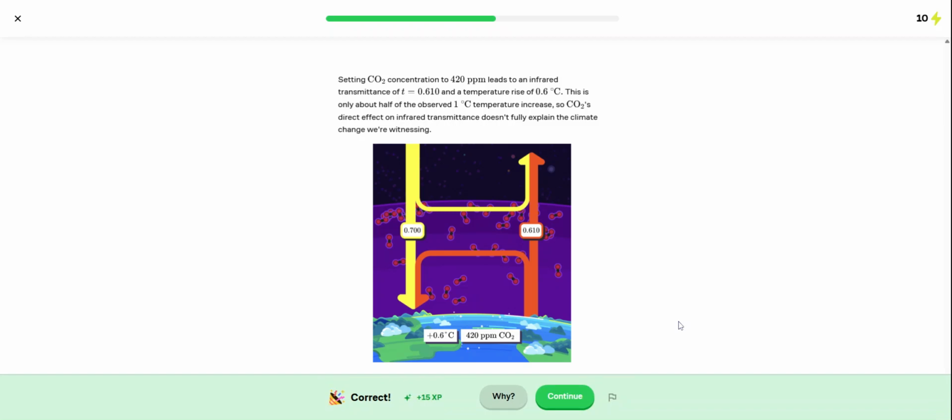Setting the CO2 concentration to 400 parts per million leads to an infrared transmittance of only about 0.61. That is only about half of the observed 1 degree temperature increase, so CO2's direct effect on infrared transmittance doesn't fully explain the climate change we're witnessing. There's no direct relationship where cause and effect both occur at the same time. Insufficient evidence, to be honest. So continue here.